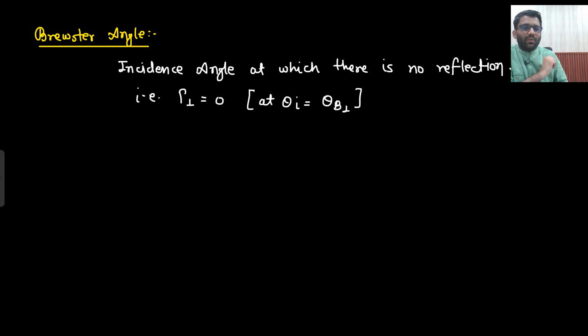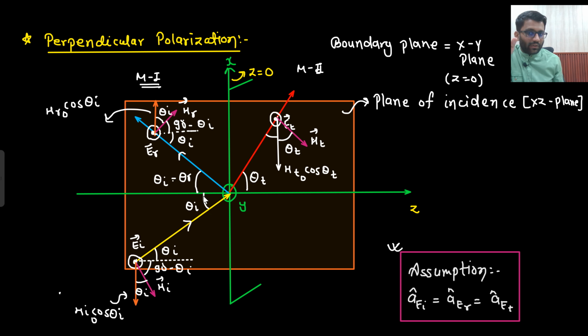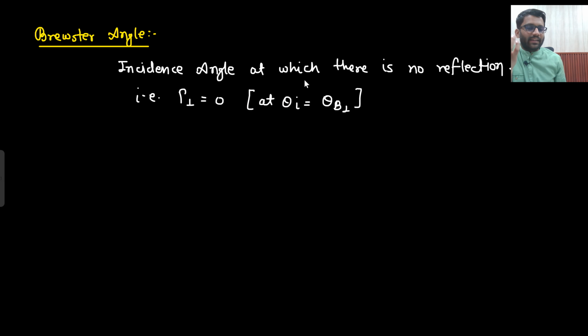Now there is something called Brewster angle. What do you mean by Brewster angle? It is the incidence angle when there is no reflection. The angle theta I such that there is no reflection. All of it is transmitted. So that is known as your Brewster angle. Incident angle at which there is no reflection.